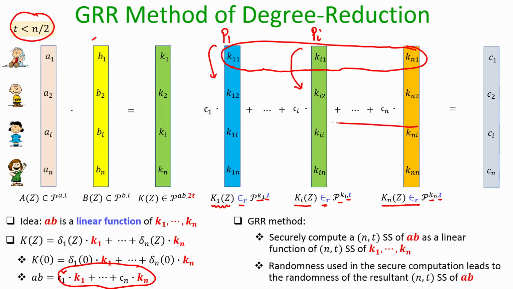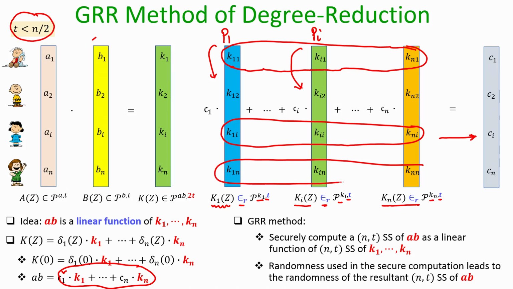Similarly, Pi will take all the ith shares for k1, k2, ki, kn, multiply them respectively with these public constants C1, C2, Ci, Cn, and it will obtain its new share called Ci. And similarly, the nth party will take all the nth shares that it has got in the respective secret sharing instances, multiply them with C1, C2, Ci, Cn respectively, and obtain this share.